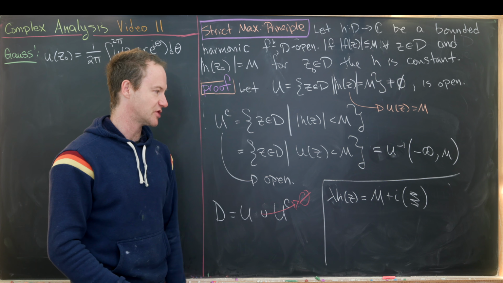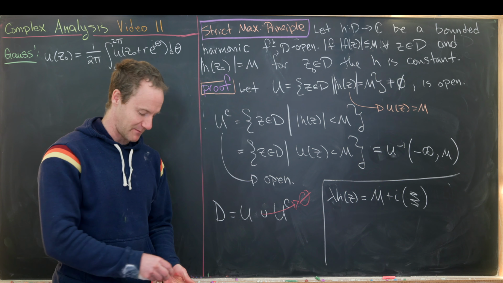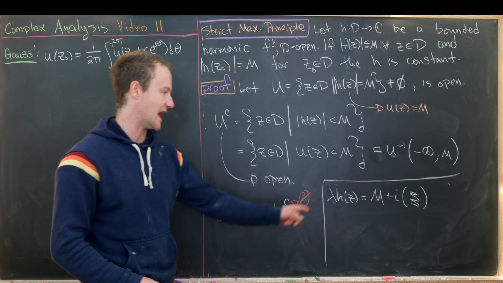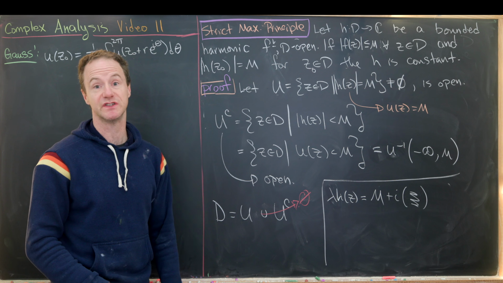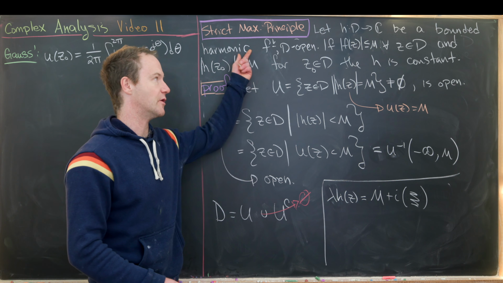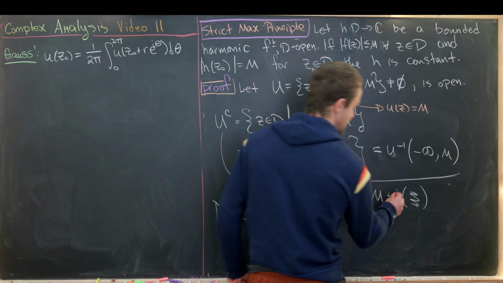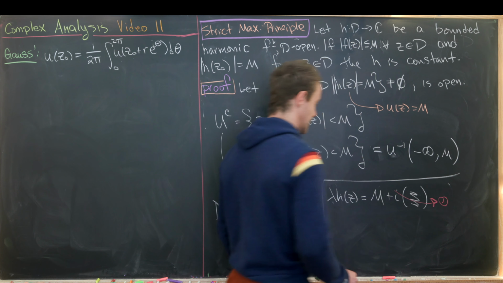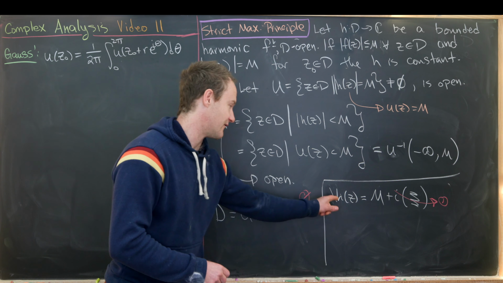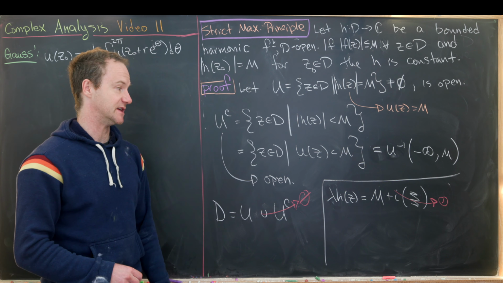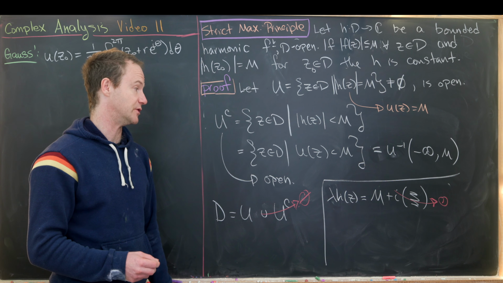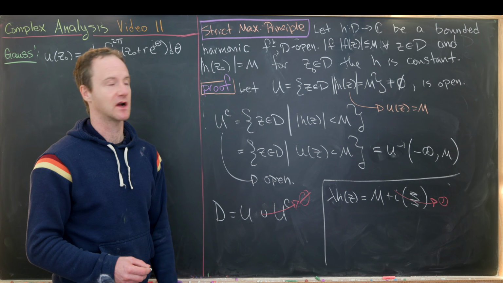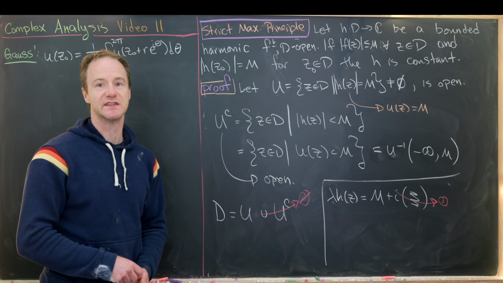But notice that the imaginary part must be 0. If that imaginary part is ever non-zero, then H will achieve a modulus which is greater than M, but we know from our assumption up here that it never achieves a modulus greater than M. So in the end, we have lambda times H of Z is always equal to this value M, which means H of Z is a constant. So that finishes this proof.